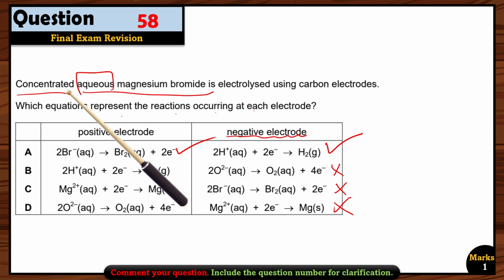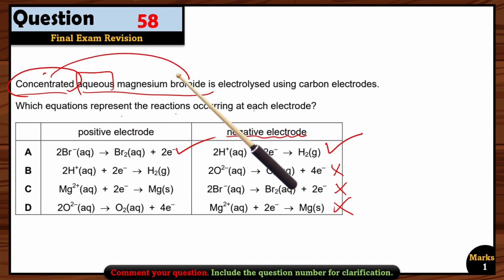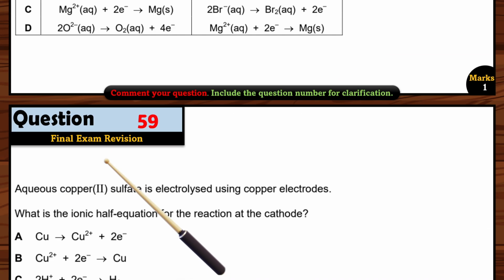But because this is concentrated, you can check once again. Concentrated will always give your own anion at the anode, that is bromine, right? So you are going to get bromine gas. It's here, bromine. So that's why option A is the right option.